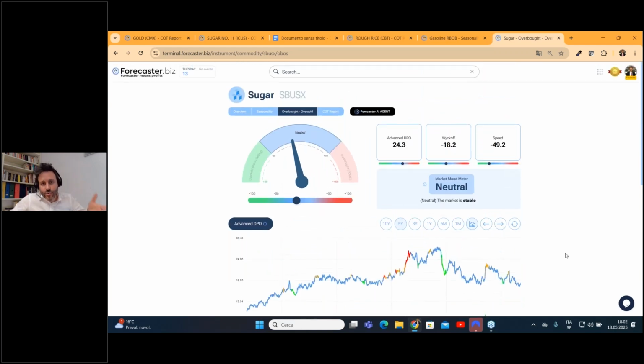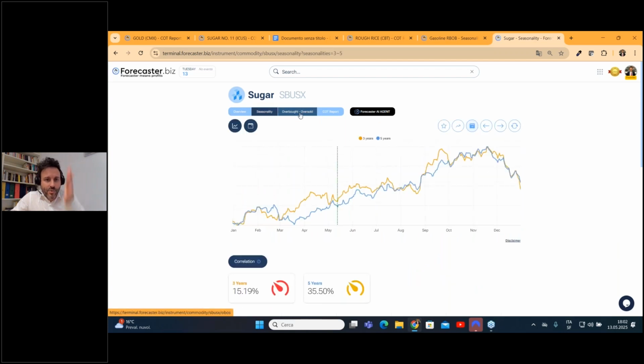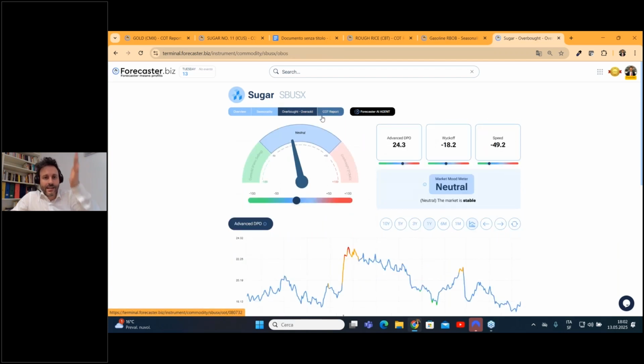And in the case of sugar right now, all the different analyses you can do with the forecaster, seasonality, overbought and oversold, COT report, tell us that the sugar has to go up. So in this case, we have very strong odds related to a bullish period. Pierre, why is the correlation so low on RBOB seasonality?